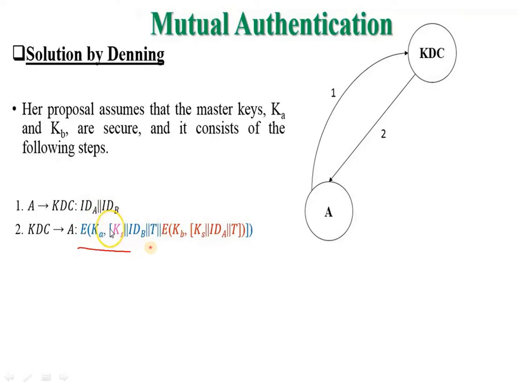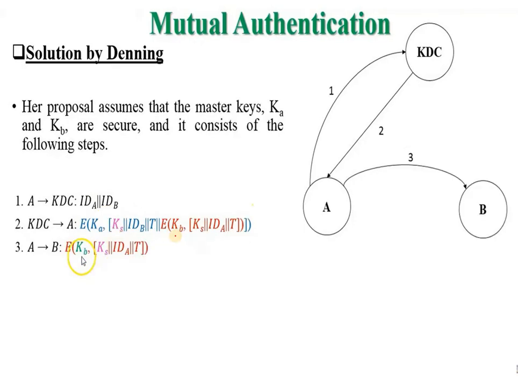Okay, this one. A can decrypt this one because this message is encrypted by KA, that is the master key of A. So it can decrypt, and then it can check the session key, the identity of B, and then it can store the timestamp. Okay. In the third step, you can see A is sending a message to B because this part can't be decrypted by A. So it shares this message to B.